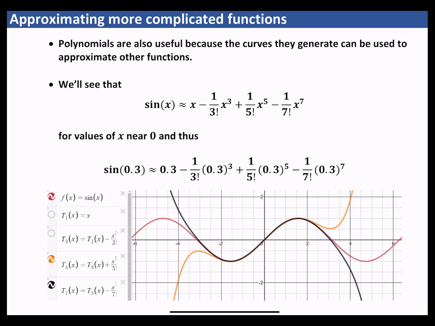And thus, the sine of 0.3 is approximately 0.3 minus 1 divided by 3 factorial times 0.3 to the 3rd power plus 1 divided by 5 factorial times 0.3 to the 5th power minus 1 divided by 7 factorial times 0.3 raised to the 7th power. Polynomials are the simplest of all functions in mathematics, and yet they find important applications in a wide range of settings, some of which we study in this section of the text.